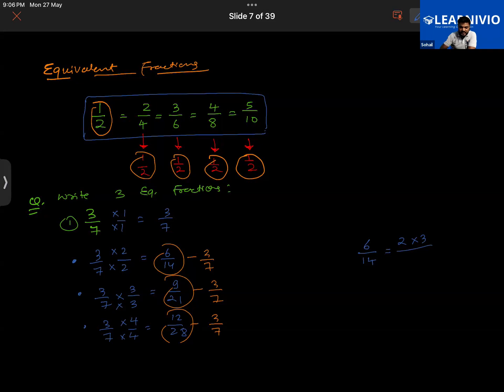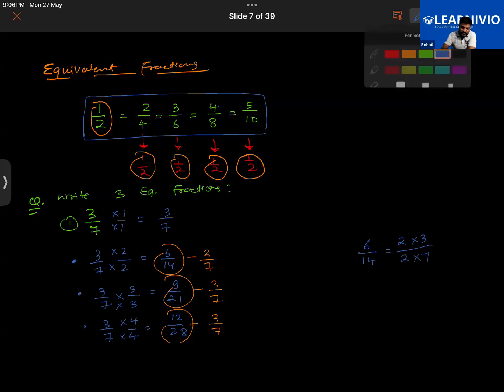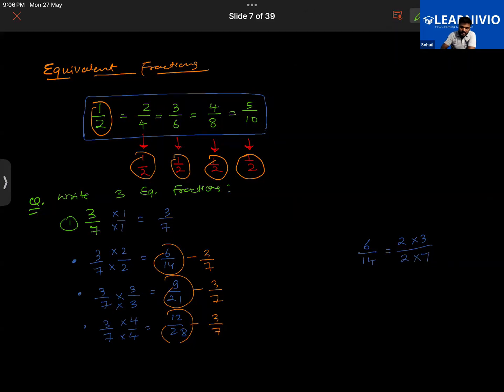Can't you write it like this? And how can you write 14? You answer 2 for this. 2 times 7. Okay, now in the numerator and denominator, there are two numbers which are the same.